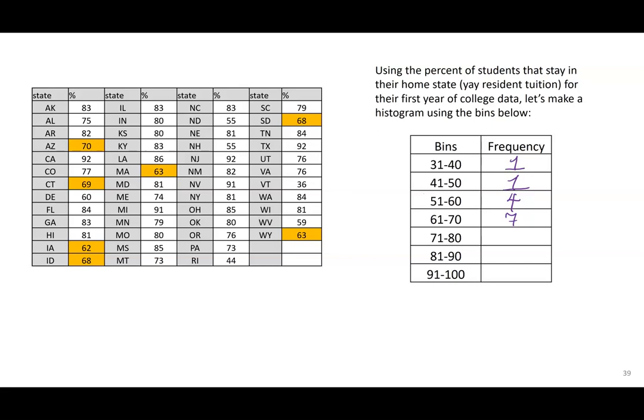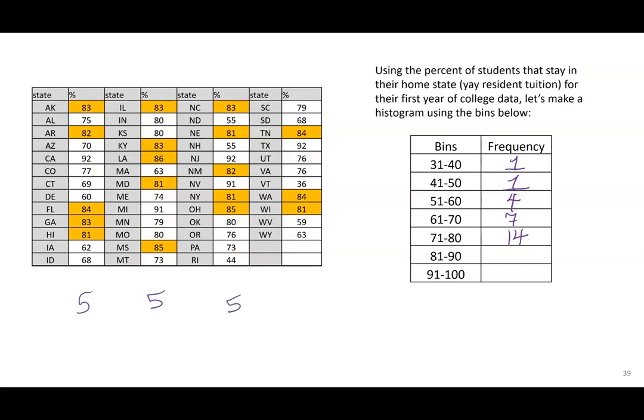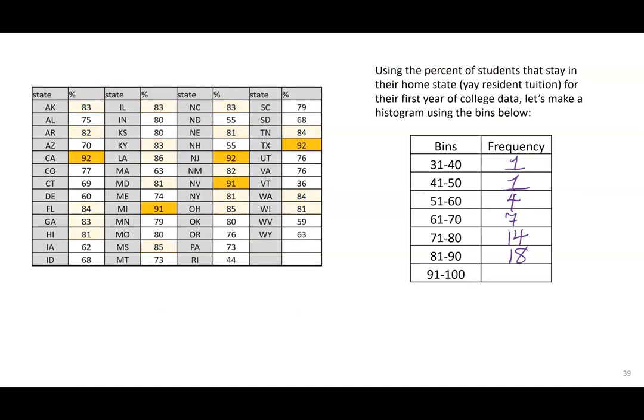Absolutely take more time. I think I did this color coded when I did this on paper. Then 71 to 80, there's a lot more there. There's 2 here, 6, 3, 3, 14, I think. 81 to 90, it's 5, 5, 5, 3, 18, maybe. And then 91 to 100. I'll find out on the next page. I have the correct frequencies on the next page, so 5.